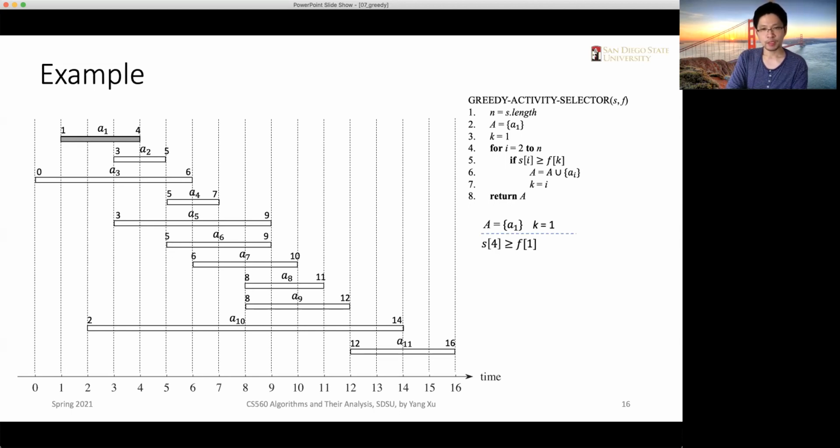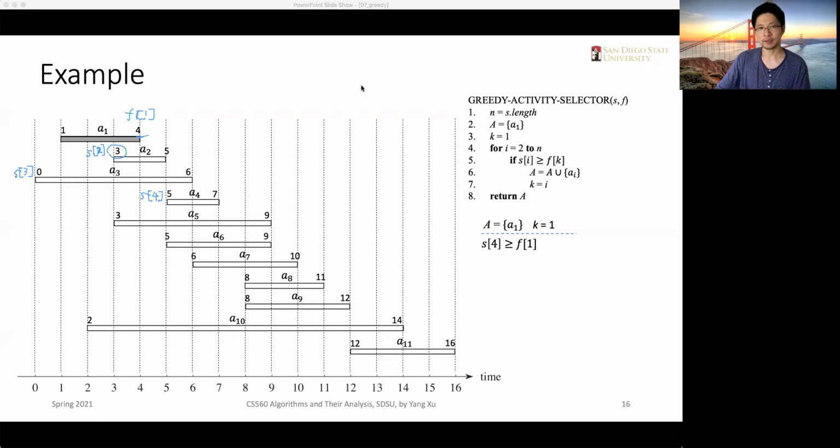Next, we iterate I from 2 to n, so I will first be 2. If we look at S2, S2 is 3, which is not greater than F1. Let me write F1 here. F1 is 4, so S2 is smaller than F1, and A2 is incompatible. Oh, so it shouldn't be S3, it should be S2. And this 0 would be S3, which is also smaller than F1. So we continue until we meet A4, where S4 equals 5, which is greater than F1, which is 4.